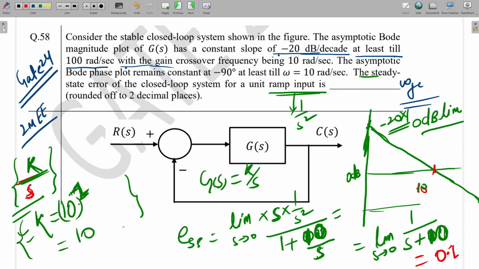Sir, how do you plot that Bode plot? I'll repeat it once. Wait, I'll just keep it on the next page.